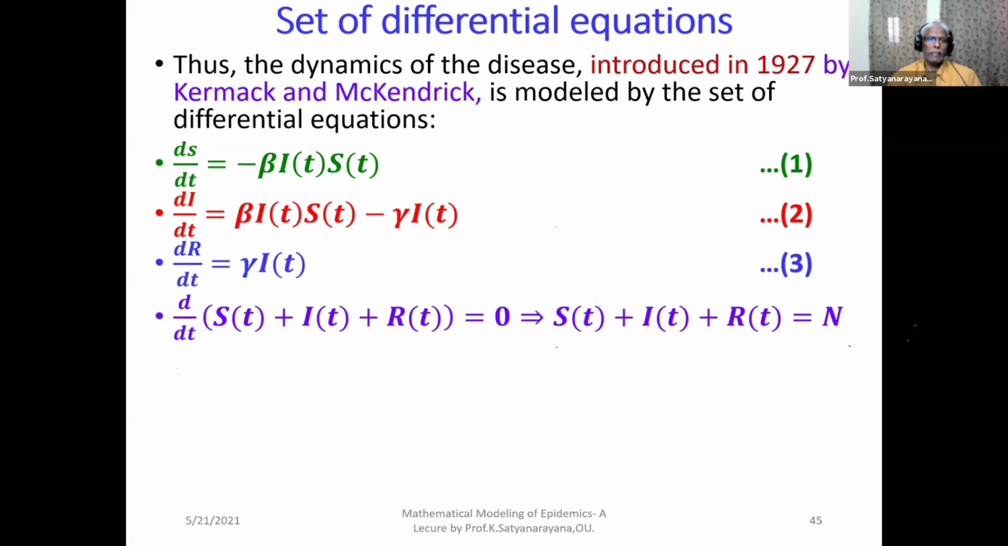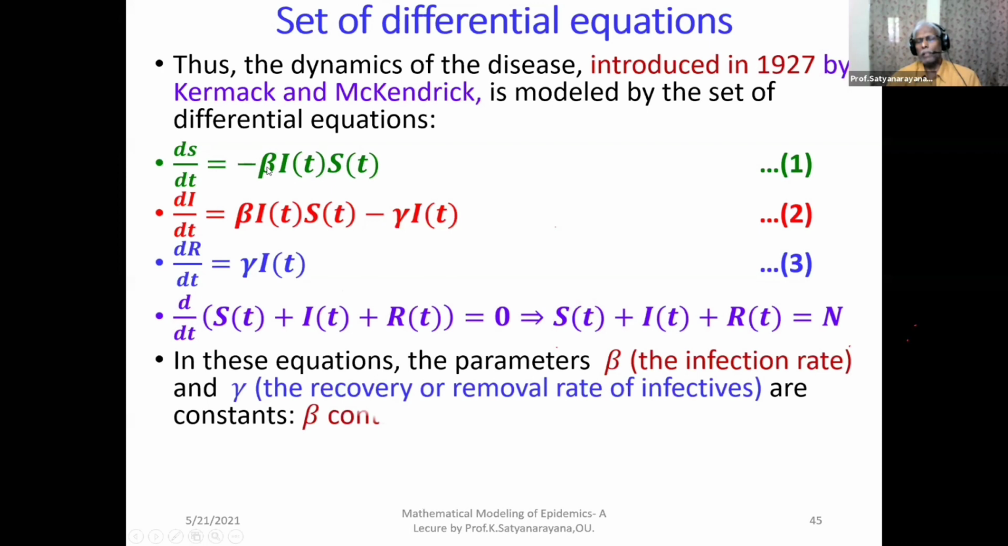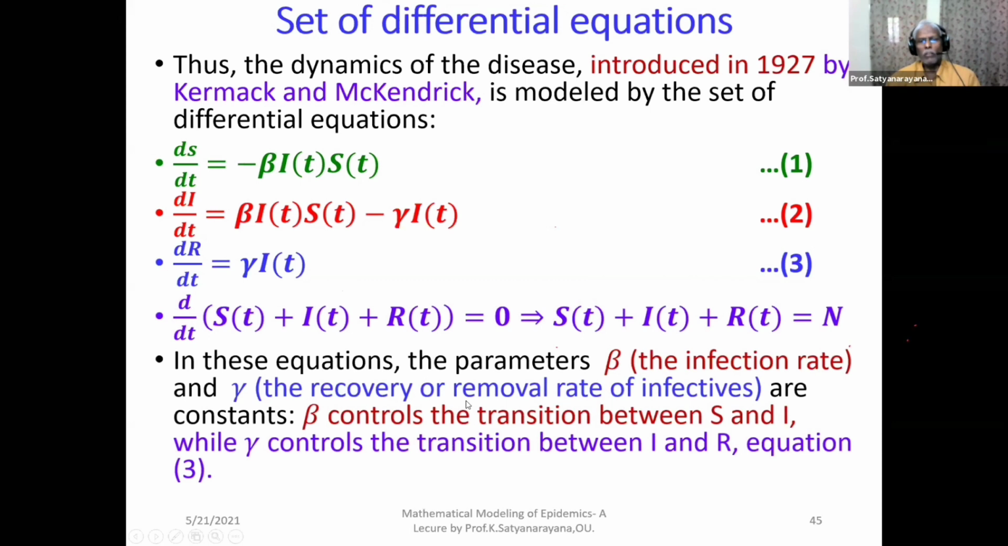In these equations, what is this parameter beta called? Beta is the infection rate. And what is this gamma? The recovery rate or removal rate of the infectives. Beta controls the transition between S and I, as in equation one, and gamma controls the transition between I and R. So what is beta? The infection rate, or transmission rate, is the effective number of contacts per unit time. Gamma, the recovery rate, is taken as the number of recoveries or discharges among the confirmed cases.